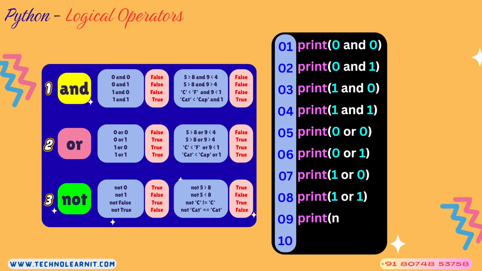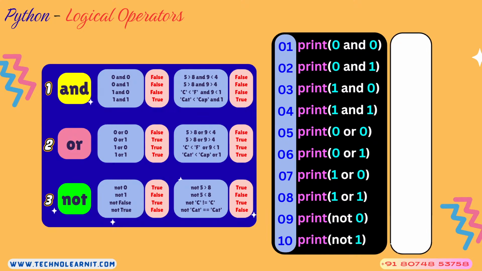All right. And when it comes to not, not of 0 is what you can evaluate. Second part is not of 1 is what you can evaluate. And here is the result. 0 and 1, it is AND, keep it in mind. 0 and 0 is false. 0 and 1 is also false. 1 and 0 is also false. 1 and 1 is true.